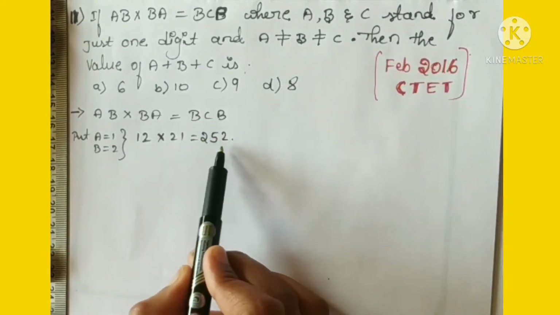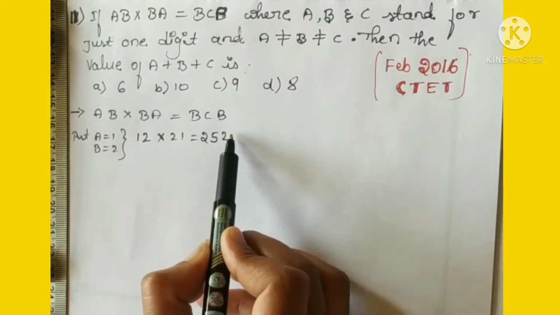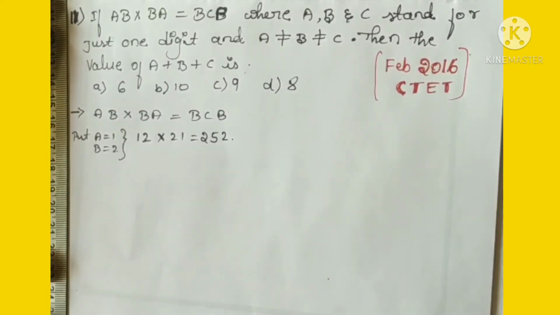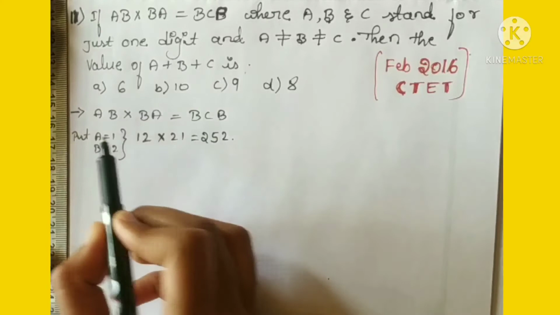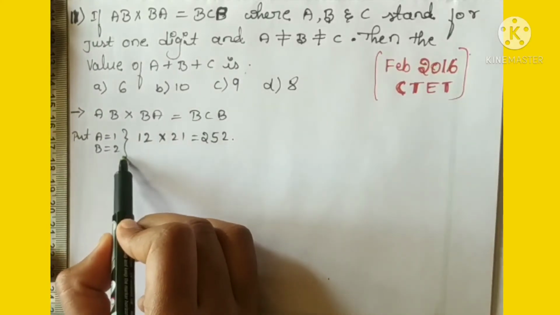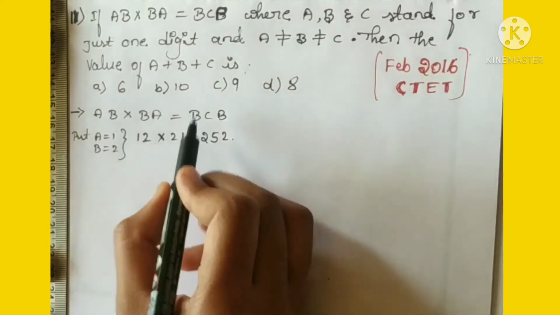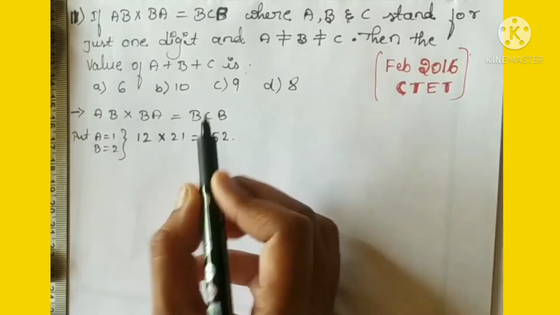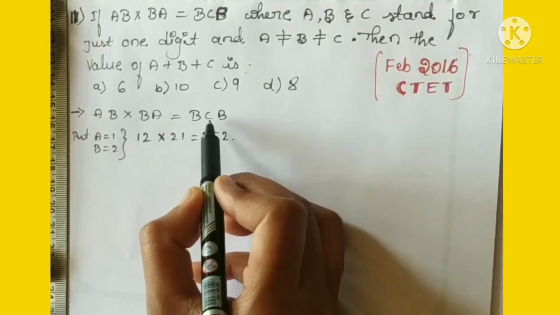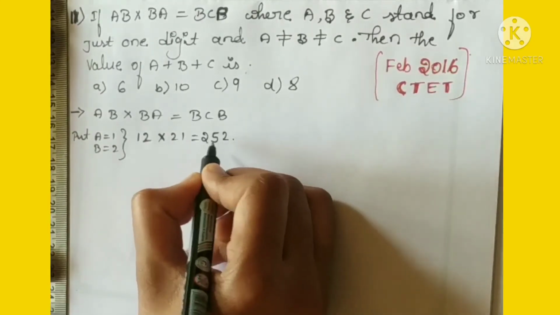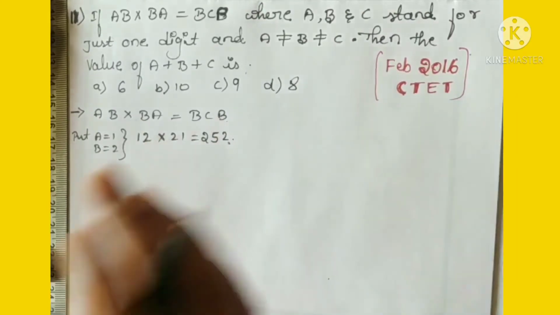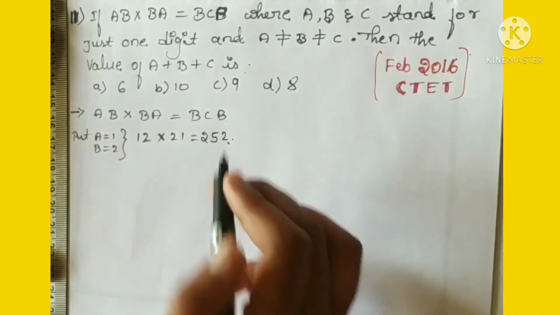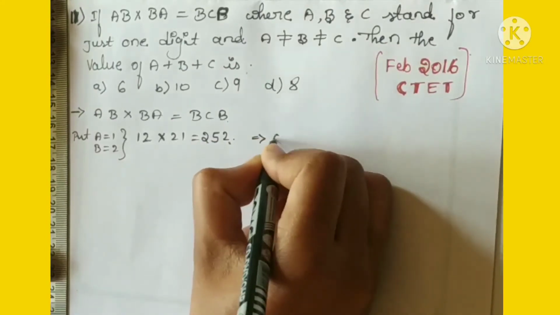Here it satisfies the condition. Here if you observe, I put A is equal to 1 and B is equal to 2, and I will get the same answer, that is B is equal to 2 and C is unknown, so that is 5 and B is equal to 2. So it satisfies the condition. Here C is equal to 5.